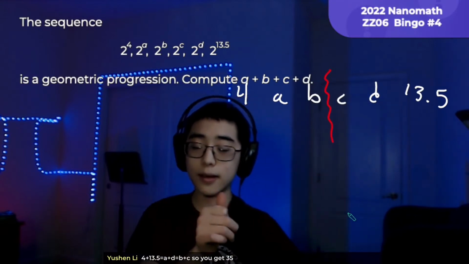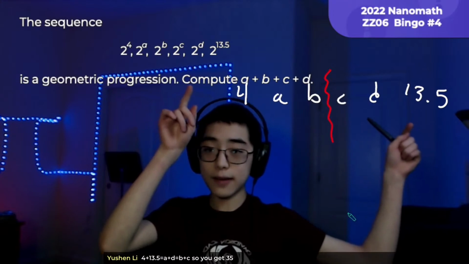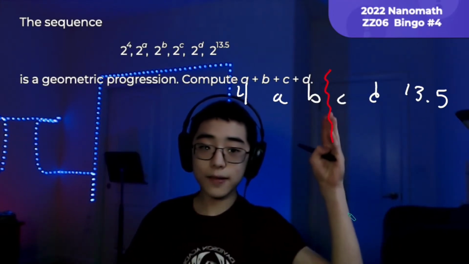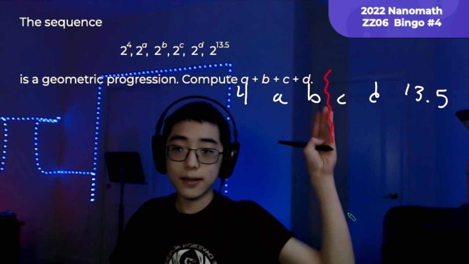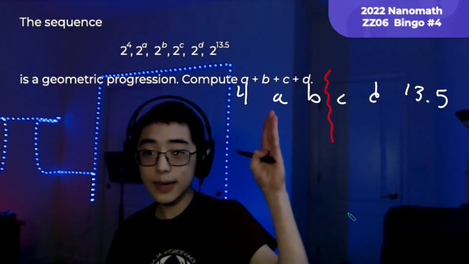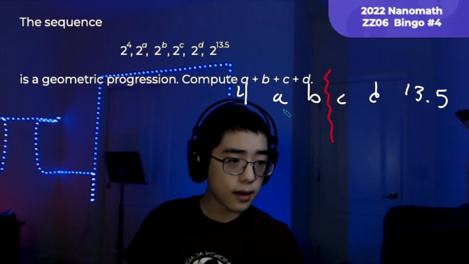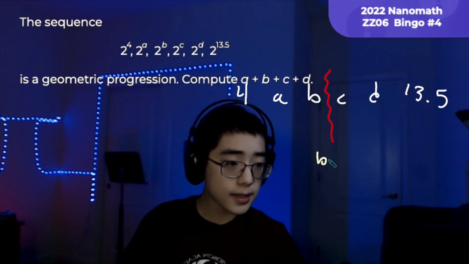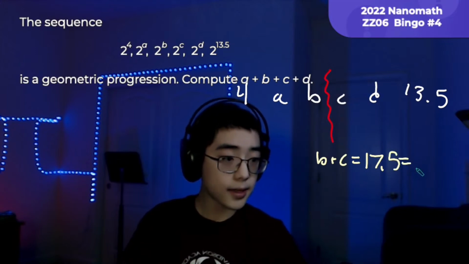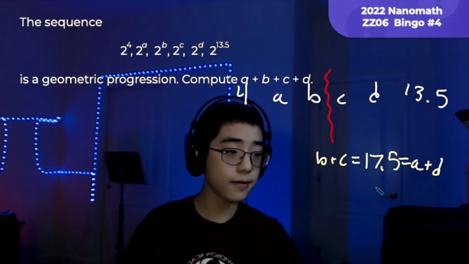Then B plus C is going to be the same sum as 4 plus 13.5, because it's like we have our average plus a little bit is C and our average minus a little bit is B. And then our average plus a little bit more is D, and our average minus that same little bit more is A, and so forth. So then B plus C is 17.5, which is the same as A plus D, and then their sum is 35.